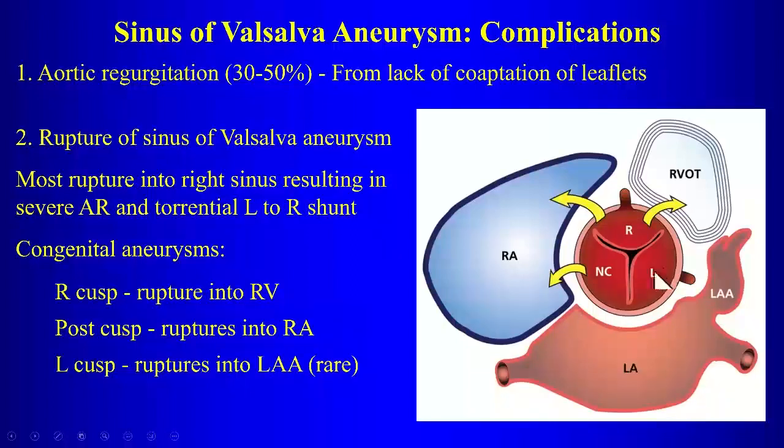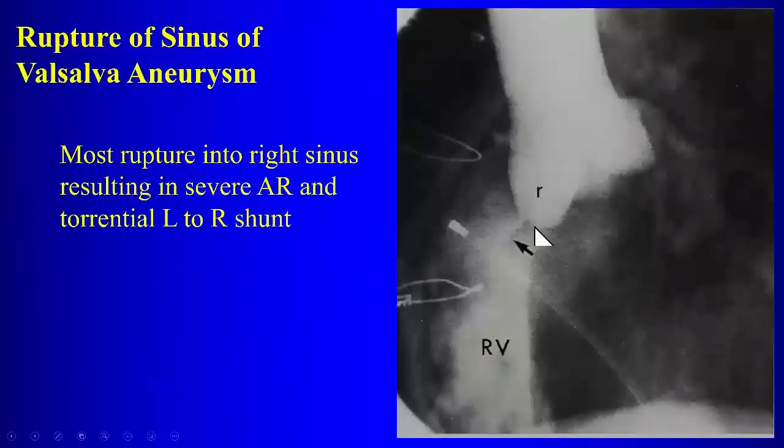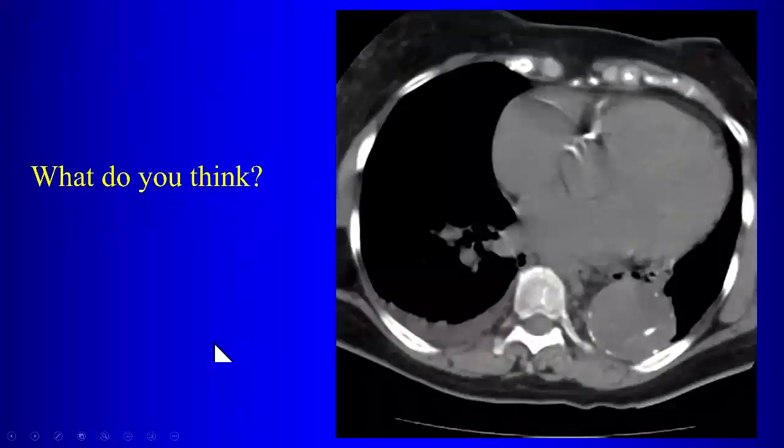So the left, which is the rarest of these sinus of Valsalva aneurysms, tends to rupture into the left atrial appendage because of the proximity. Okay? So ruptured sinus of Valsalva aneurysm, most will rupture into right-sided chambers because of their location. And so this is another complication of sinus of Valsalva aneurysm.